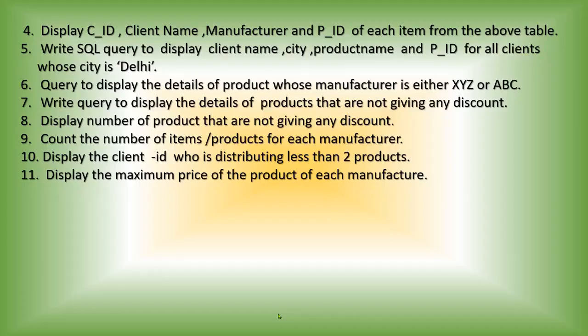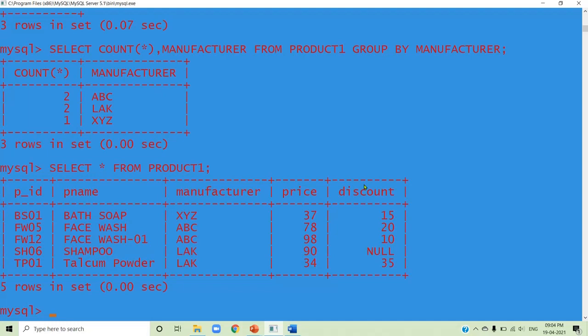Now see the next question. Display the maximum price of product of each manufacturer. So you want to display the maximum price of each manufacturer. That means you want to find out the maximum price for the manufacturer XYZ, maximum price for the manufacturer ABC, maximum price for the manufacturer LAC. So again you have to group the records.